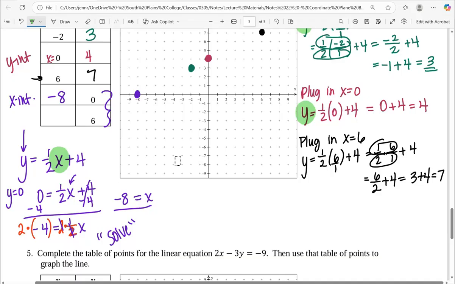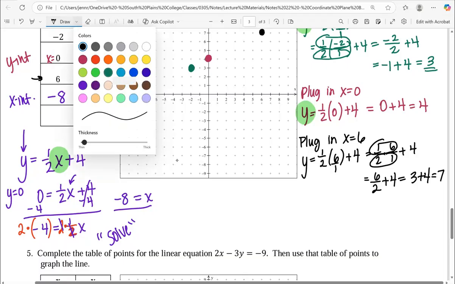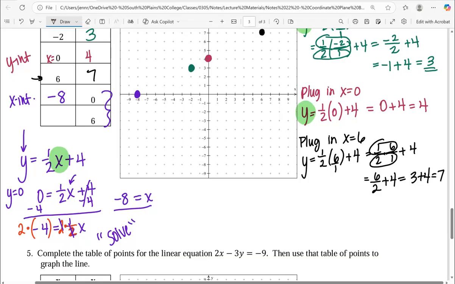If you would like, if you're ready, try the next one. If you're not as comfortable, that's okay. We're about to do it together. If I can pick a color.